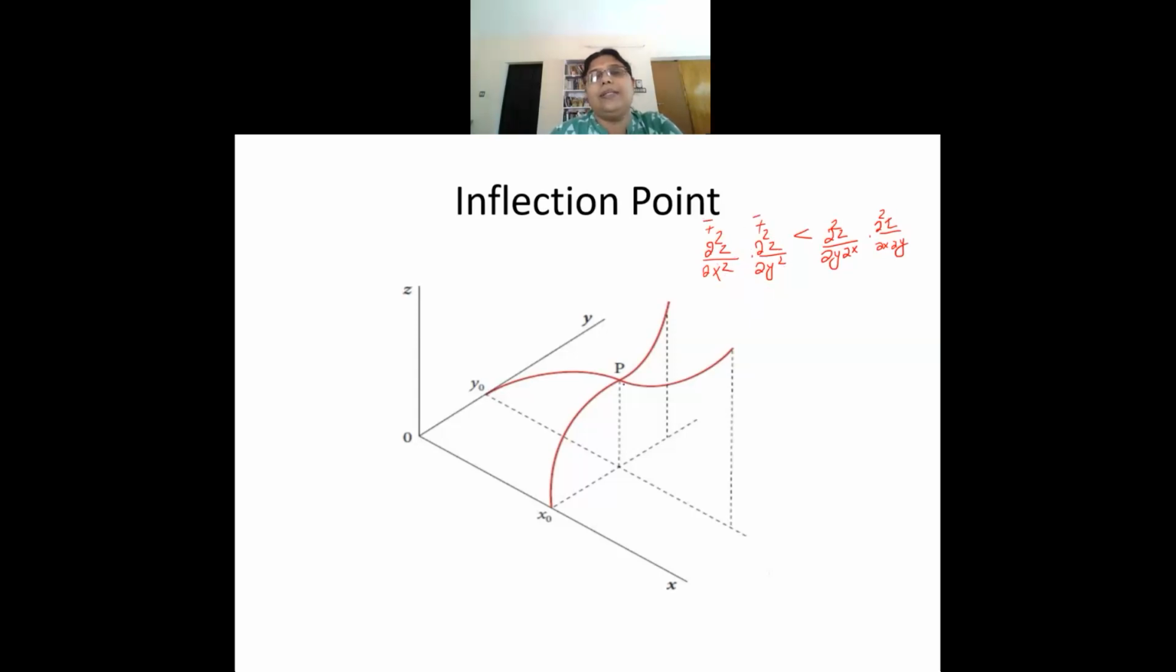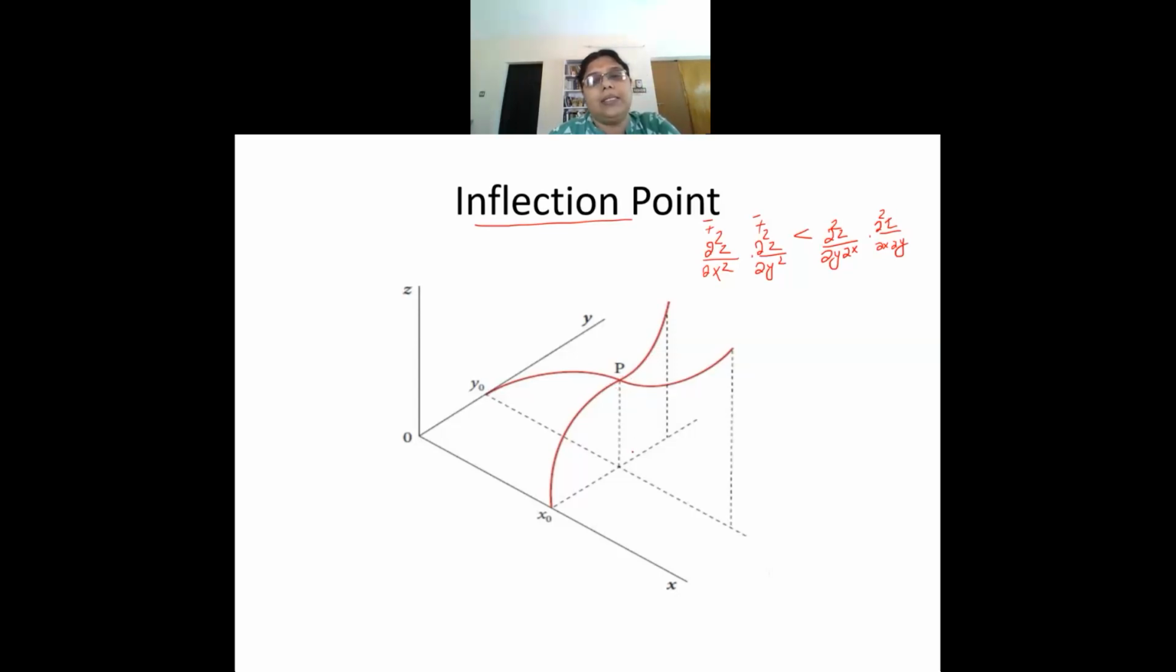So we are using this three-dimensional graph to explain the inflection point. Of course, we have the z-axis, the x-axis, and the y-axis. We are taking the point P. P is the inflection point that we are considering here. We are dropping a perpendicular down, and the foot of the perpendicular reads that the value of x is x0 and the value of y is y0. An inflection point is that point at which the curvature of the curve changes, either from concavity to convexity or vice versa.